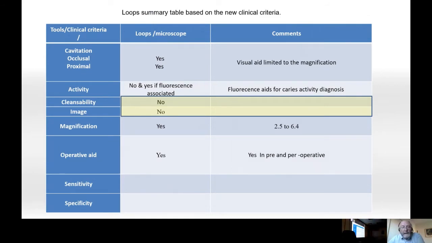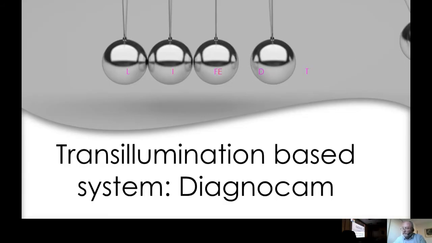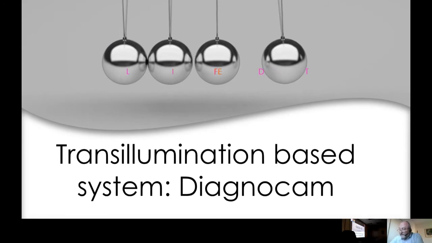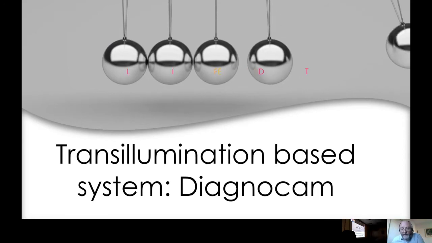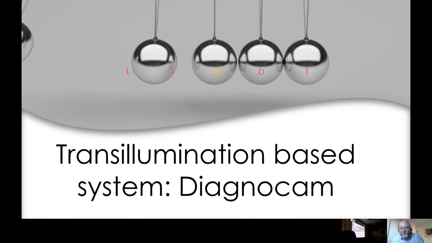So the main drawback of loupe is that there is no way to record picture and video, and note that the new generation of microscope open now the field of the fluorescence photonic signal. So let's see now the transillumination concept in detail.